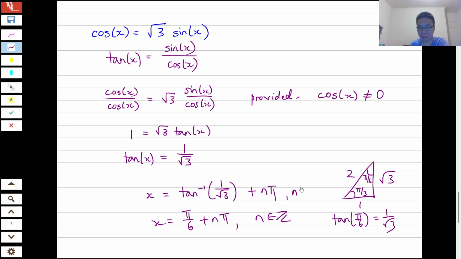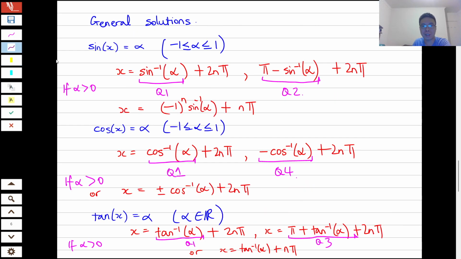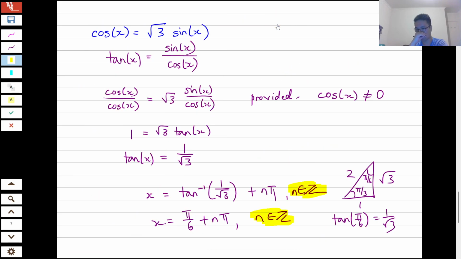You need to state this, you need to say that n is an integer, and I should have done this on the previous slide as well, so I'll do that. So here, I'll just say, assume n is an integer. Please make sure you write this when you write a general solution, otherwise you will not gain the mark, I'm pretty sure.